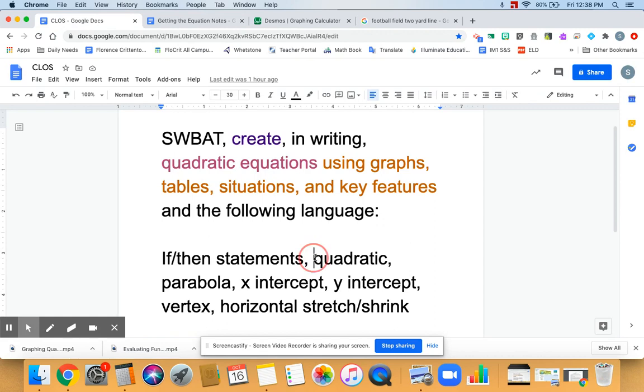So, using the vocabulary words quadratic, parabola, x-intercept, y-intercept, vertex, and then horizontal shrink/stretch, what did you learn how to do in this lesson?